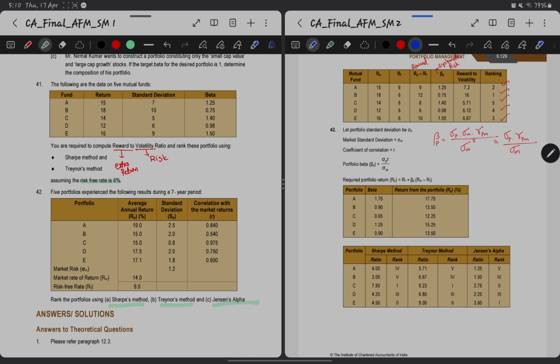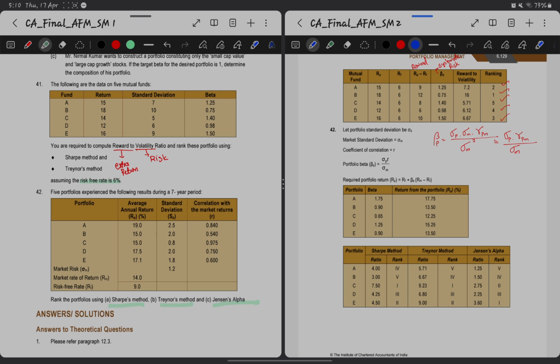Sharpe method and Trainers method is nothing but the extra return which we are earning per unit of risk, per unit of total risk in case of Sharpe method, and per unit of systematic risk in case of Trainers method. Jensen alpha is nothing but the extra return which we are earning compared to the required rate of return as per CAPM model. That's what Jensen alpha says.